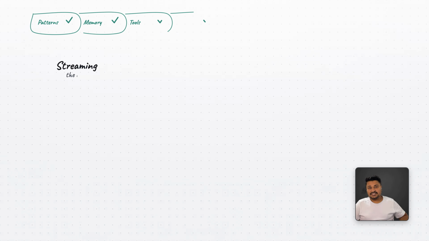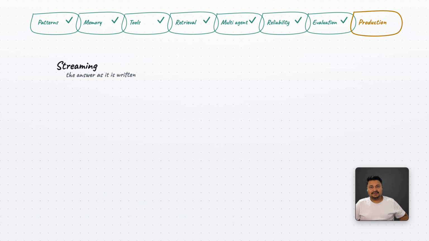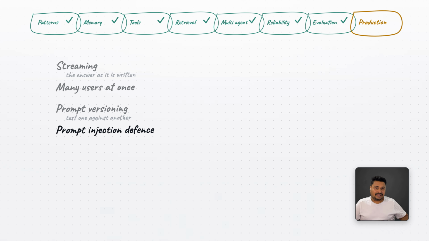And the last ones: streaming the answer as it's written, handling many users at once, versioning so you can test one against another, defending against prompt injection, sandboxing so anything it runs happens somewhere safe, and caching, which is mostly about the bill. That's all 8 parts.